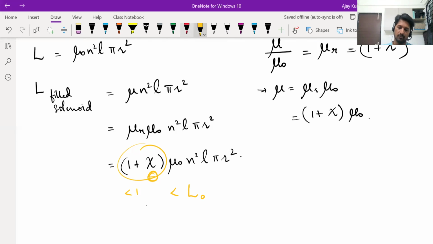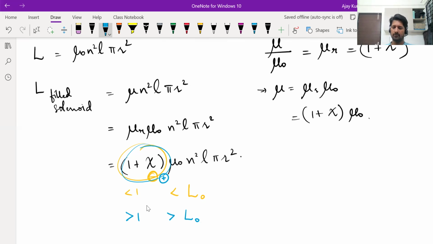But suppose the material is paramagnetic or ferromagnetic. Para and ferro, you have positive susceptibilities. And if susceptibility is positive, this factor becomes greater than 1. 1 plus a positive value becomes greater than 1. In that case, the inductance of the filled solenoid will be more than the inductance of the empty solenoid. So by putting a material inside the solenoid, you can increase the inductance, you can decrease the inductance. And this is the actual reason why inductance depends on the material with which the coil is filled.